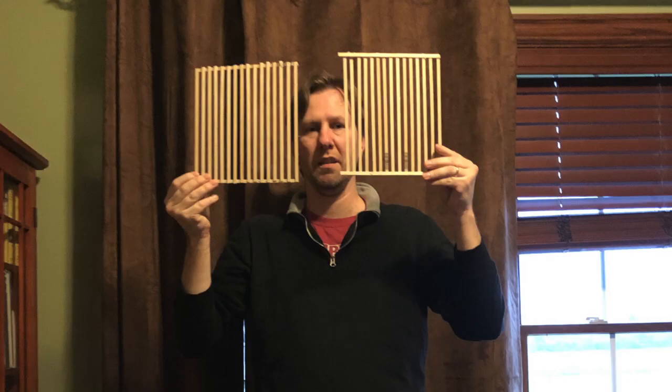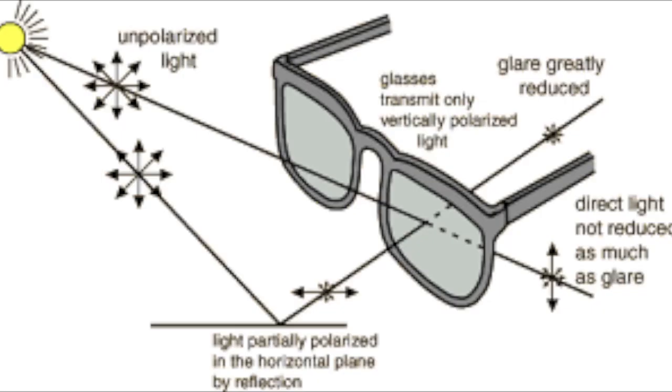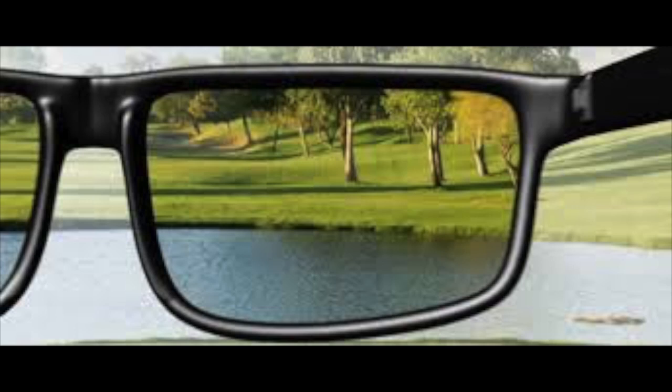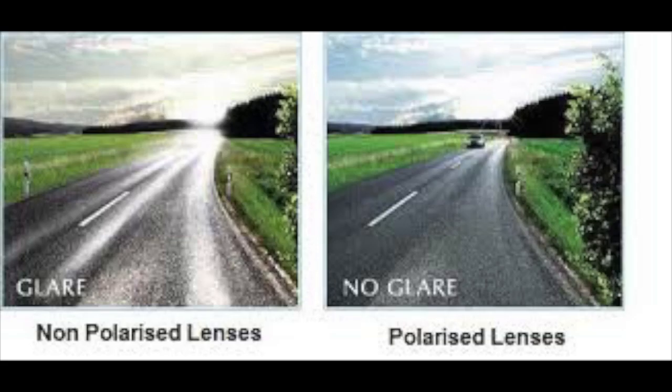To block this light, my glasses need filters in this orientation. This diagram shows that 50% of the light from the sun will get through your glasses, but almost 0% of the glare from the ground or water will get through your glasses. These images show the difference between what you see with or without sunglasses on.